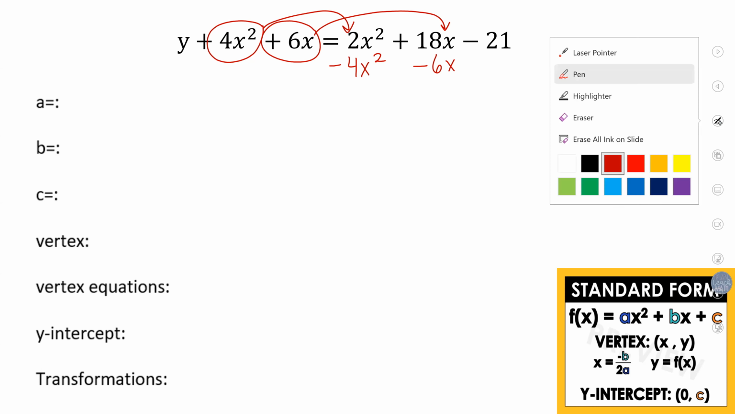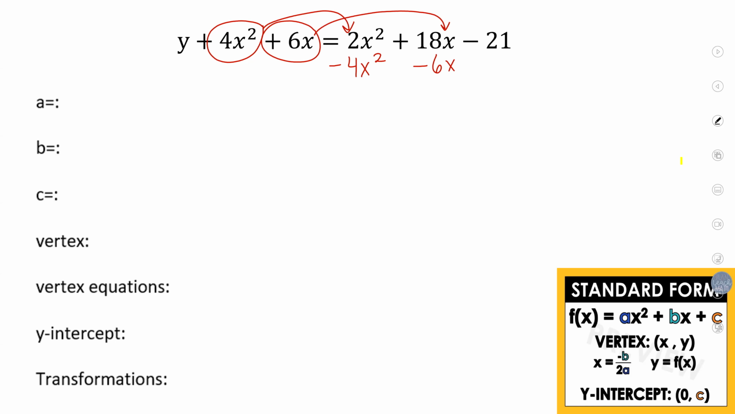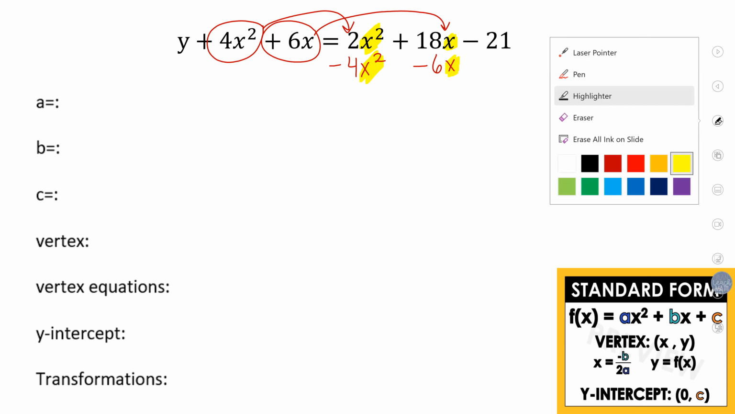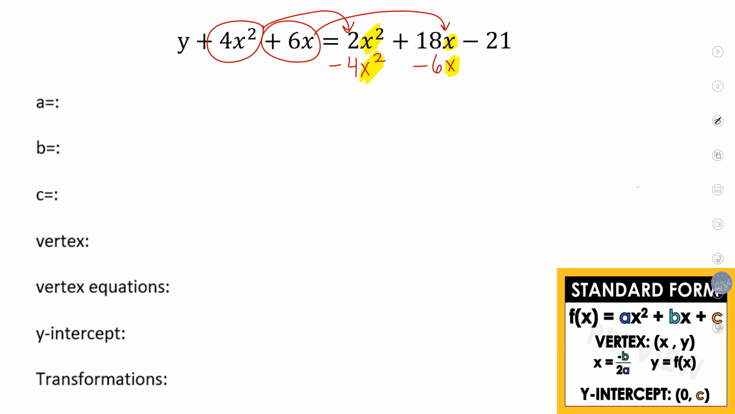Okay, here is an important fact. If it's an x squared, it needs to go with the x squared. If it's just an x, it needs to go with the x. Okay? You need to combine like terms. So now let's add these together. Or let's combine them. What is 2 minus 4? Negative 2. So that means this will become negative 2x squared.